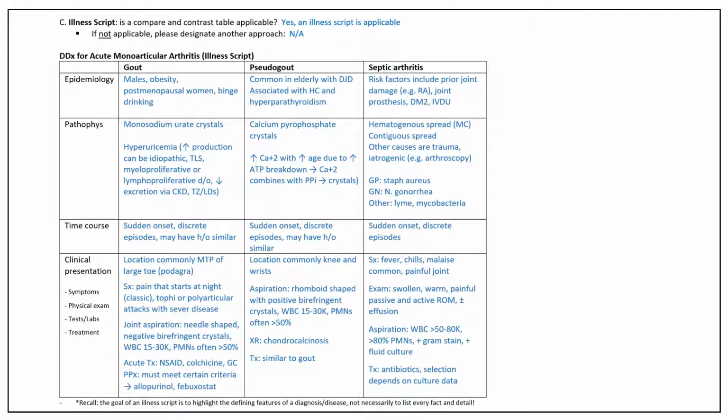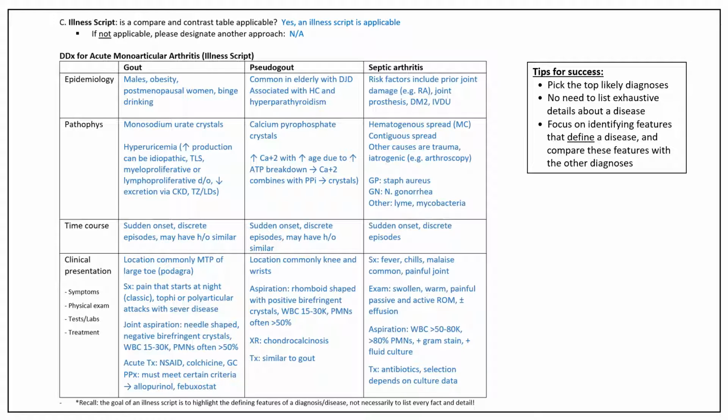Now we see the third component of clinical reasoning in Part C, which is an illness script comparison. Here, you should pick the top 3 diagnoses that are most likely for your patient. In this example, I picked gout, pseudogout, and septic arthritis, and subsequently compared these diagnoses to one another.